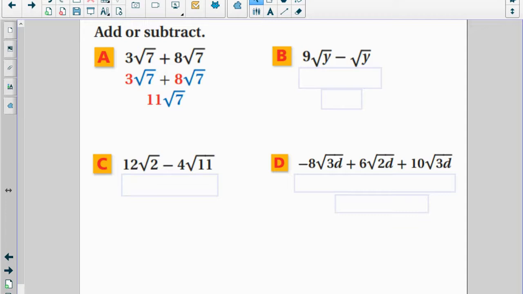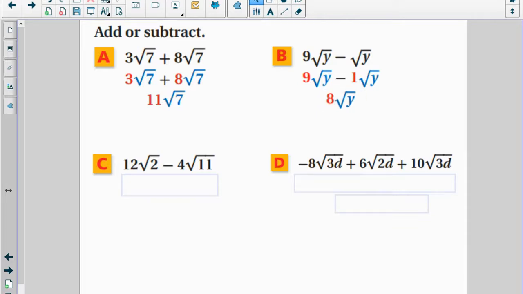In example B, the first thing we want to check is if it's actually allowed to do anything with combining like terms. And yes, they both contain the square root of y, so they're like terms. For the subtraction, it's 9 square root of y, subtract 1 square root of y, which becomes 8 square root of y.